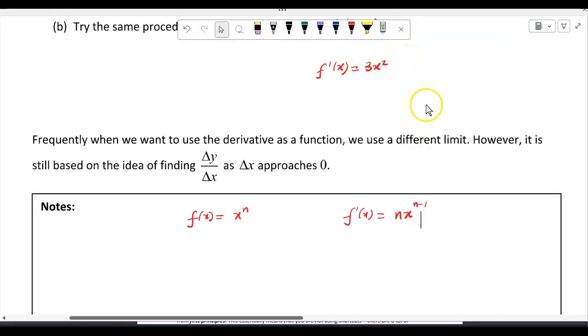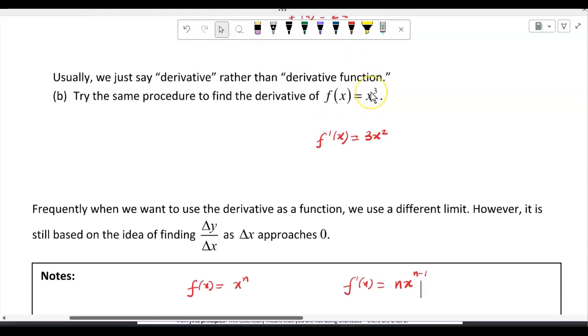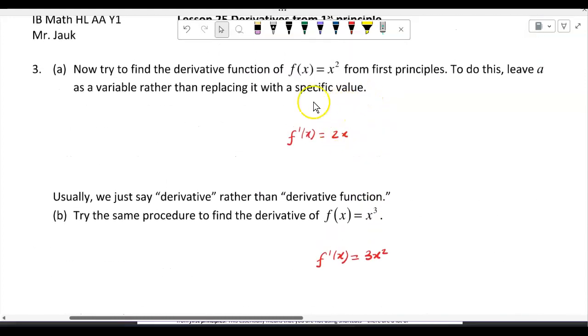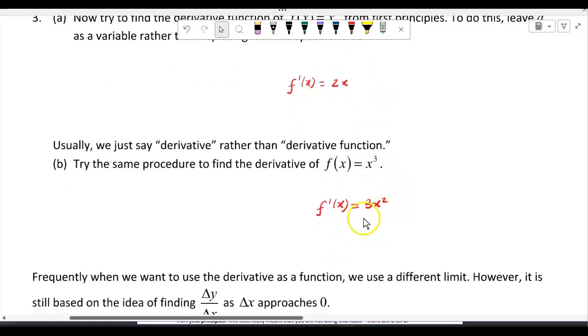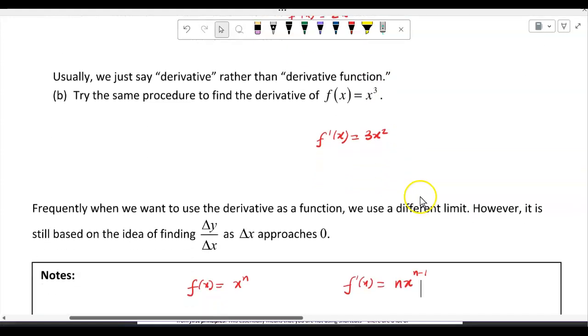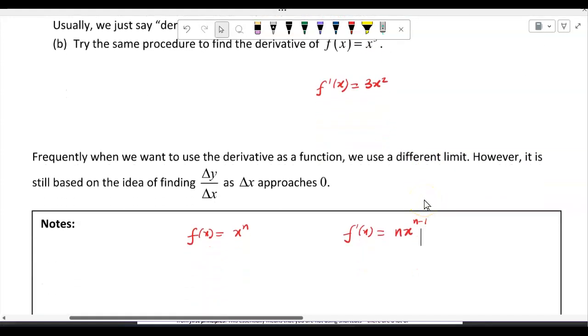So the power comes in front and this value decreases by 1. Graphically also, you think of the pattern. If you have x squared, it becomes 2x. The power jumps in front and reduces by 1. So 4 jumps in front and reduces by 1, so 4x cubed for x raised to 4.